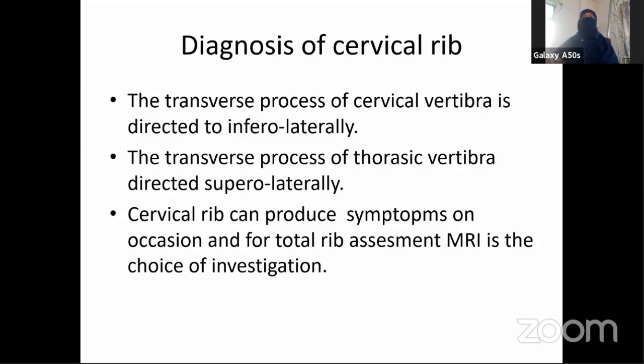Cervical rib can produce symptoms on occasion, and for the total rib assessment, MRI is the investigation of choice because the cervical rib has an osseous part that we can see in X-ray, and it has a chondral or fibrous part that is not seen in X-ray. And the total study needs an MRI if it is causing outlet syndrome.